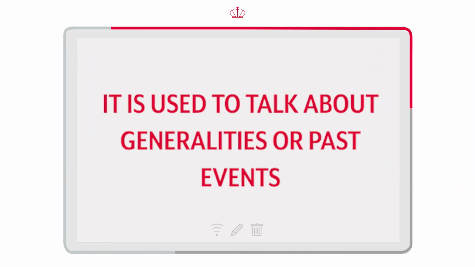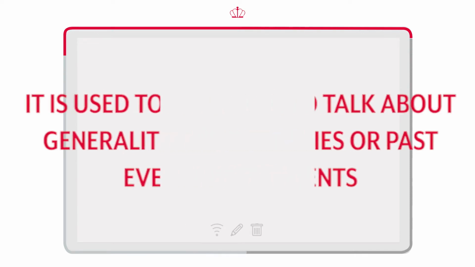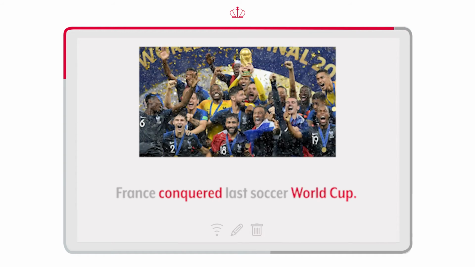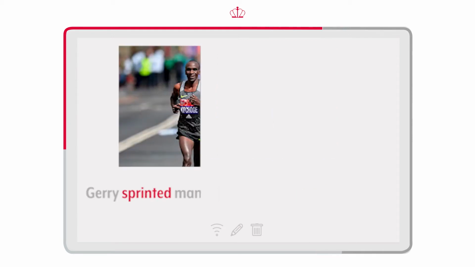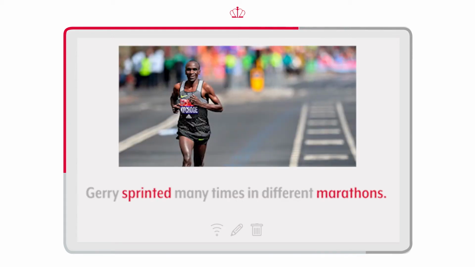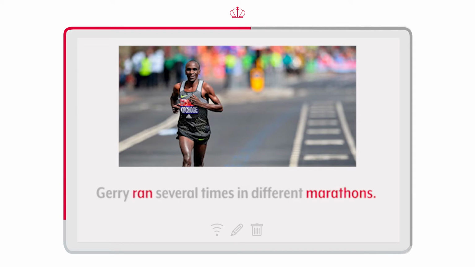It is used to talk about generalities or past events. France conquered last Soccer World Cup. France won the last Soccer World Cup. Jerry sprinted many times in different marathons. Jerry ran several times in different marathons.